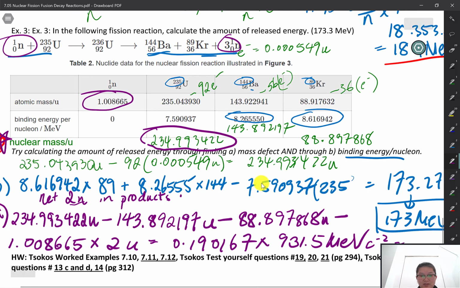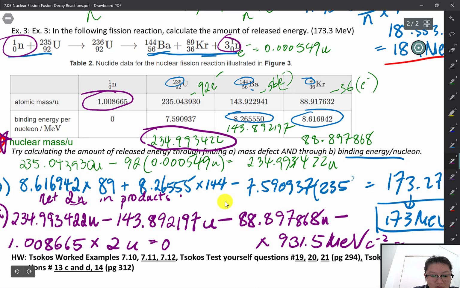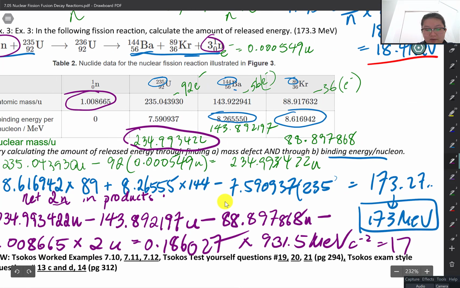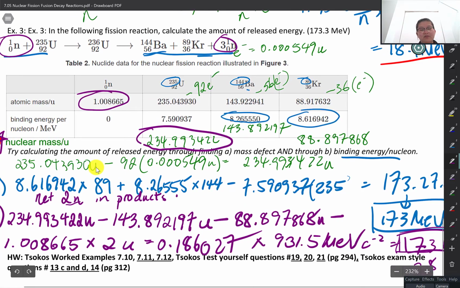Since I've adjusted the masses here, I am now going to recalculate our total. This is 0.186027, and multiplied by 931.5, I get 173.28, which is pretty close to what we had before. So there we go.